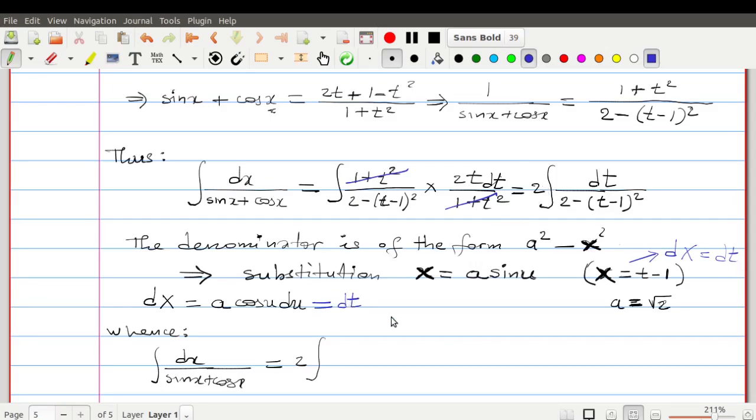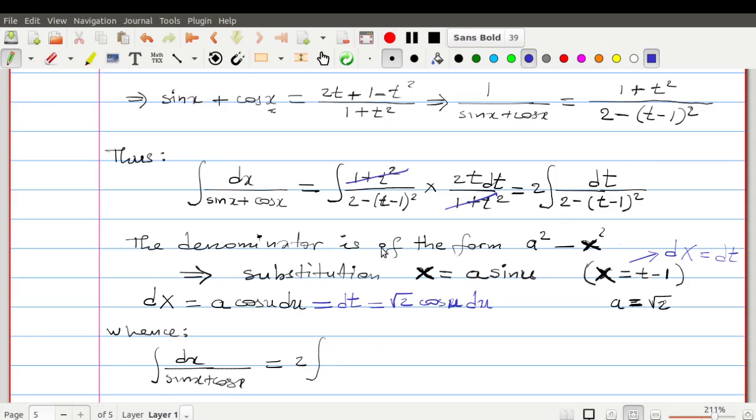Okay, so it's 2 times. Okay, so dt is the same as a, of course, so that is equal to, so a is square root of 2 cosine u du. Right, so that is our dt.